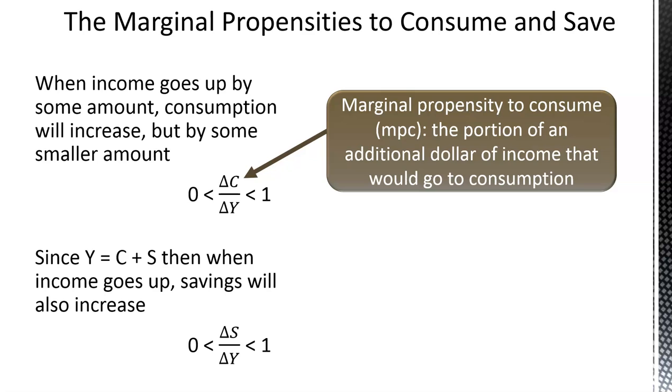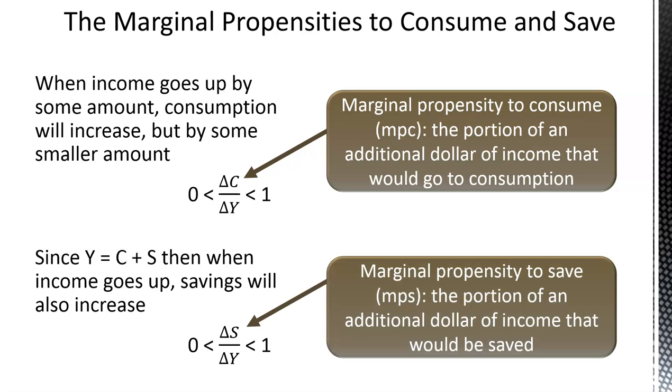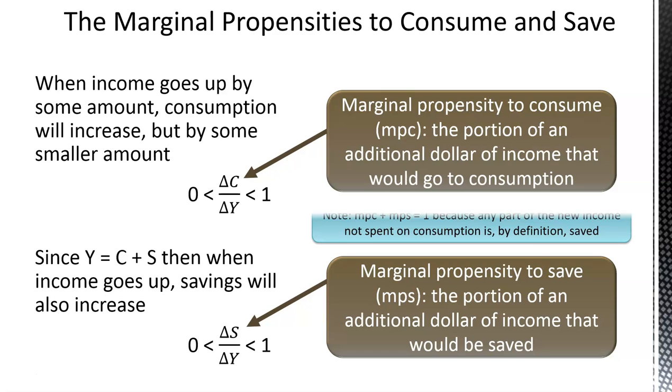That delta C over delta Y is what we're calling the marginal propensity to consume. This is the term Keynes used, or just the MPC. That's the portion of an additional dollar of income that would become consumption spending. The delta S over delta Y then is the marginal propensity to save, the MPS, and that's just the portion of an additional dollar of income that would be saved. Note that it has to be the case that MPC plus MPS must come out equal to 1. If you add up the marginal propensity to consume and the marginal propensity to save, it should come out to 1 because any part of an additional dollar of income not spent on consumption is by definition going to be saved.